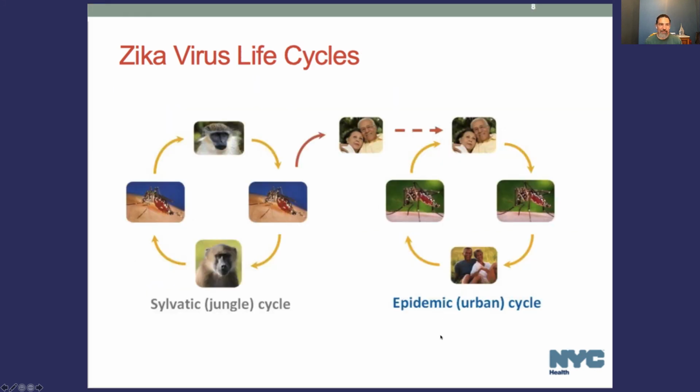In terms of the life cycles, mostly it's a life cycle that occurs between monkeys and mosquitoes in the sylvatic or jungle cycle. Occasionally, one of these mosquitoes could bite and infect a human, which in turn could be bitten by a mosquito that could continue in a more urban, what's called an epidemic or urban cycle, which can result in continued transmission between mosquitoes and humans outside of the sylvatic cycle.